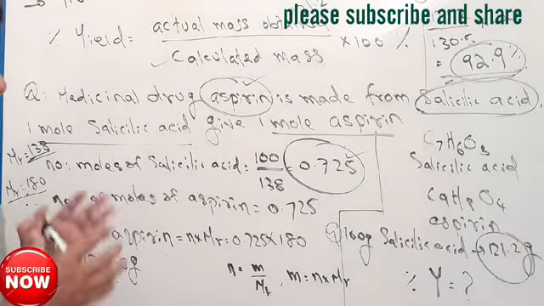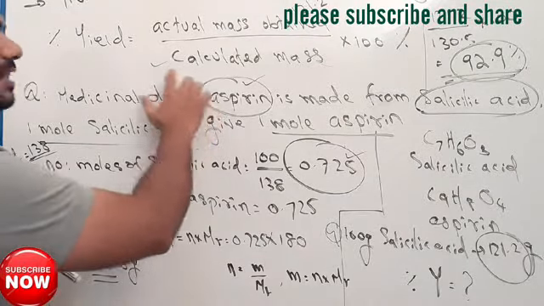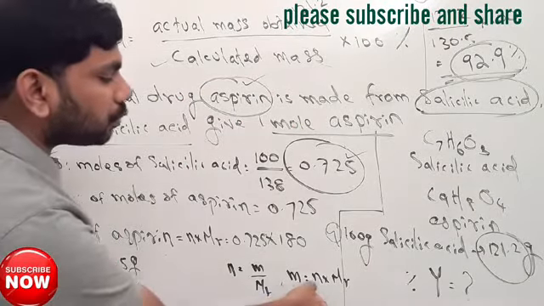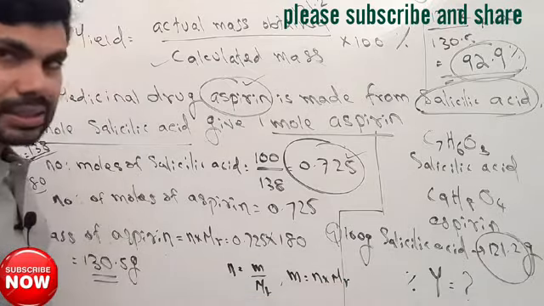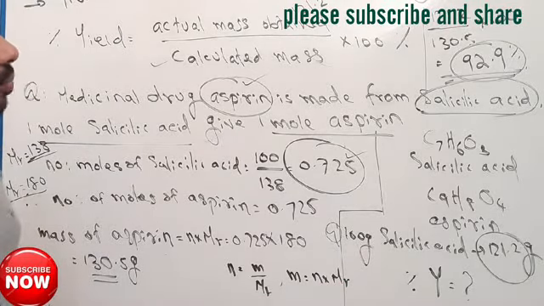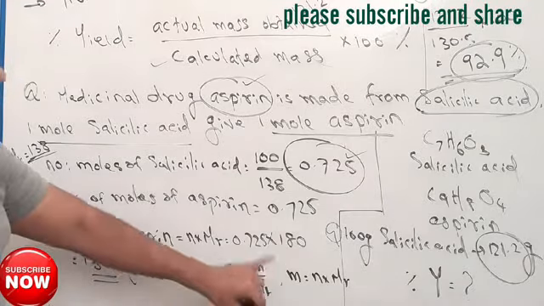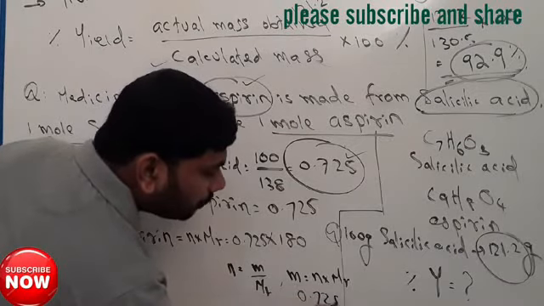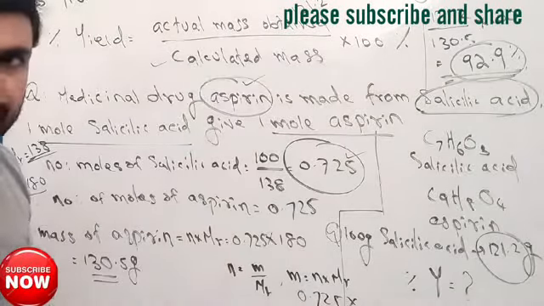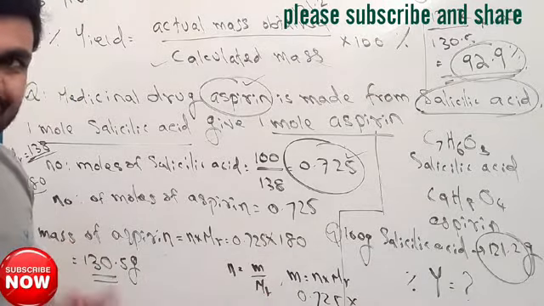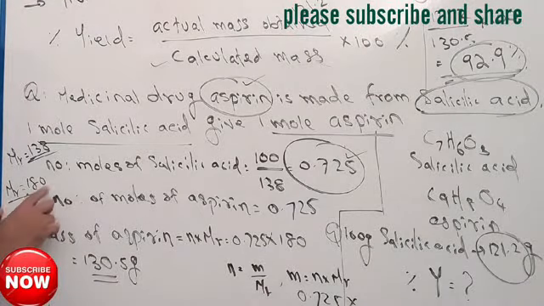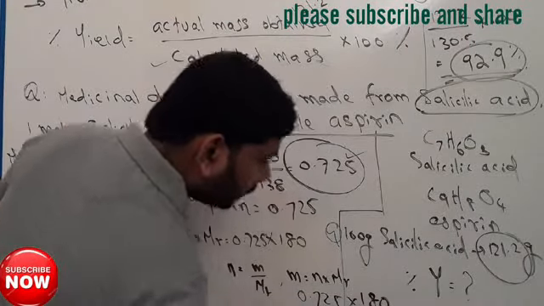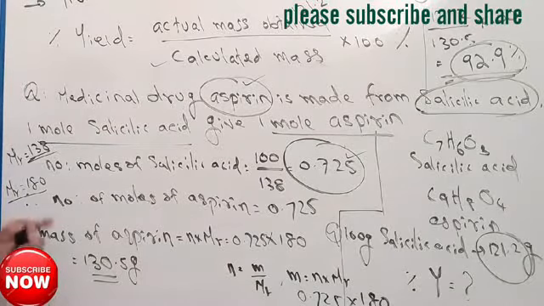Now why we do this calculation? We need this one, calculated mass. How can you find calculated mass? Calculated mass is equal to number of moles times molecular mass. What is number of moles? Number of moles of aspirin we calculated now 0.725. And what is the molecular mass of aspirin? Molecular mass of aspirin given in the question, it is 180.